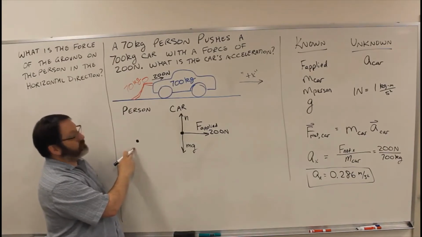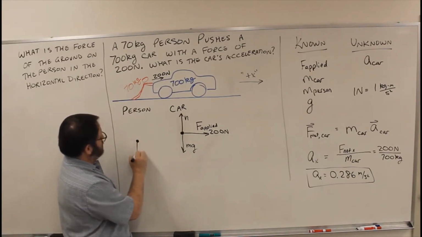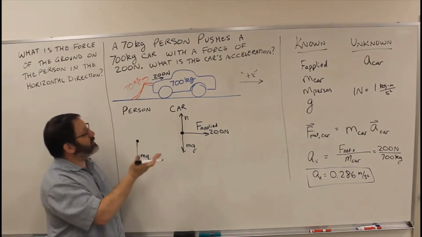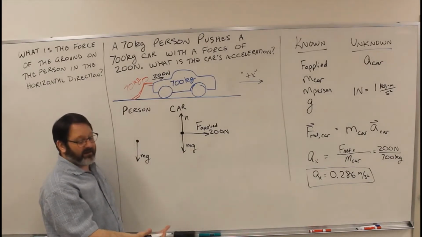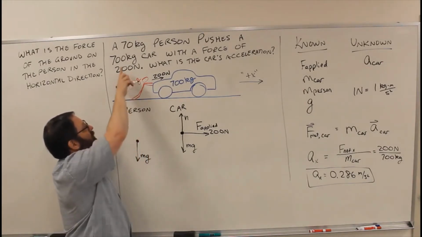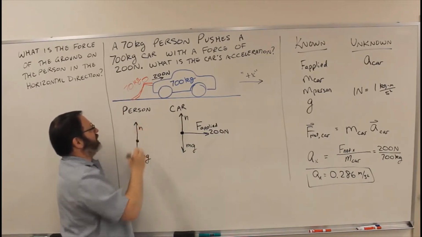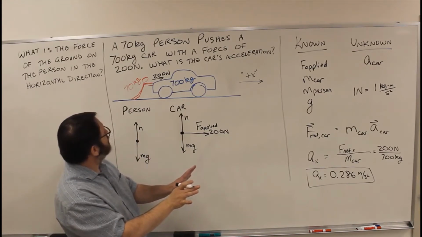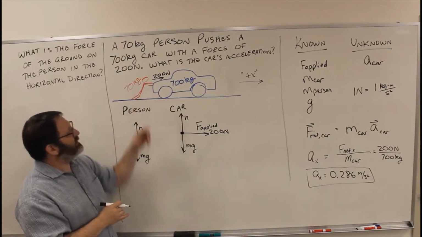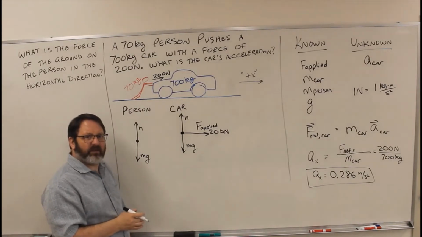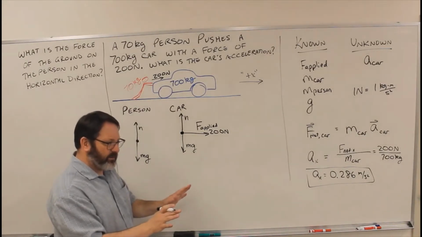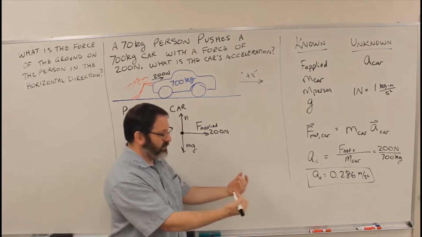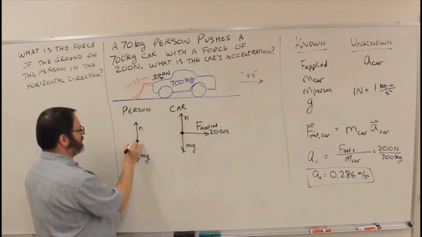Well, there's gravity. So there's an mg pulling down on the person. The person is not getting sucked down into the ground. They're being held up, so there must be a normal force pushing them up from the ground. They're pushing on the car, and the car may actually be pushing back on the person. Because if the car wasn't there, the person would just fall forward. And since the person isn't falling forward, there must be a force pushing back from the car.